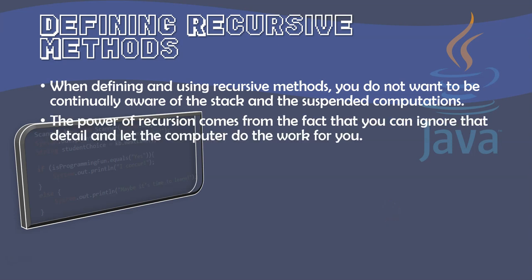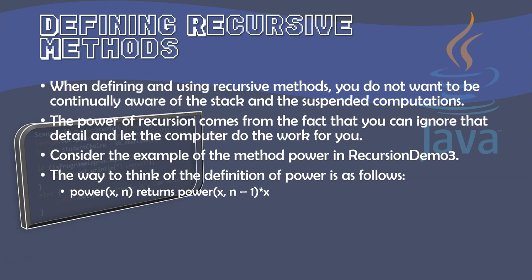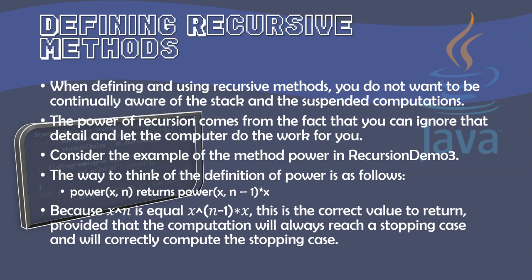However, one of the advantages of using recursion is that it lets us ignore this little detail, and we're going to instead make the computer do all that work for us. If we remember, we had the method power that we had previously defined in recursion demo 3. The way we thought of that definition was when we said power(x, n), that's going to return, of course, power(x, n-1) times x. Because x to the power of n is equal to x to the power of n-1 times x, this is the correct way to value our return statement, provided that the computation will always reach a stopping case. We need that stopping case in order to end the recursion, or else it's just going to keep going.